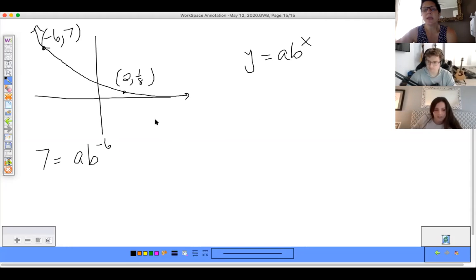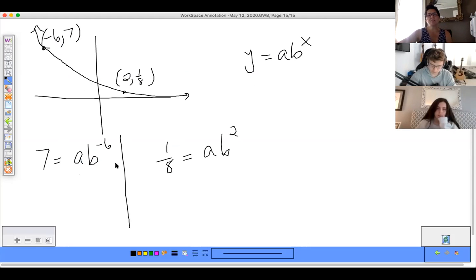You are on mute. But anyway, I'm talking to Billy, and Billy had a question about a problem where I gave you two ordered pairs and we had to find the equation of this exponential function. So for starters, we're going to create a system of equations. I'm going to plug -6 and 7 into that equation, but I'm also going to do the same thing with this one over here. So I'm going to have 1/8 is equal to ab to the second power. So I have a system of equations. They both have an a and a b in them. Billy, are you okay with that?